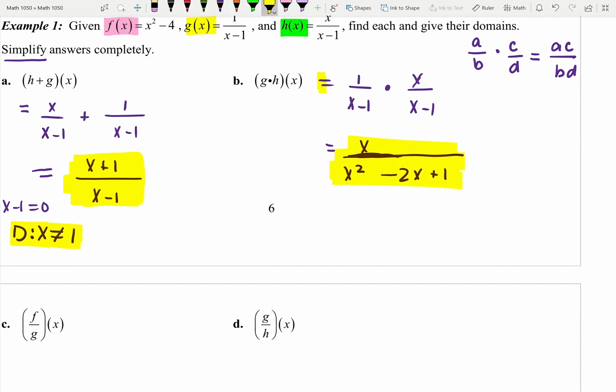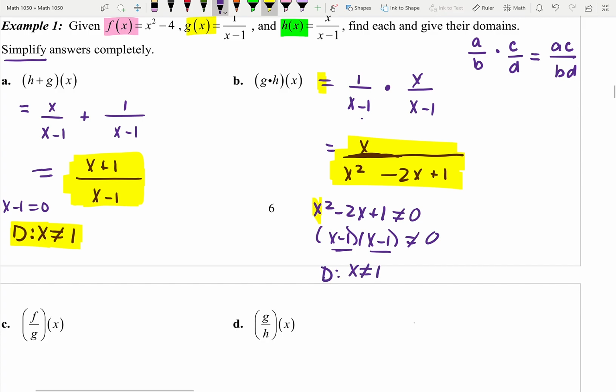Now, to find the domain, do you have a fraction with an x on the bottom? Yes. So the denominator, which is x squared minus 2x plus 1, cannot be 0. Now, to figure out the restrictions, you have to factor. But I don't really have to even think about factoring because prior to factoring, it was x minus 1 times x minus 1. So I know that's what that would factor to. So those can't be 0. So x minus 1 can't be 0, which means x can't be 1. So it actually has the same domain restriction as the previous problem.